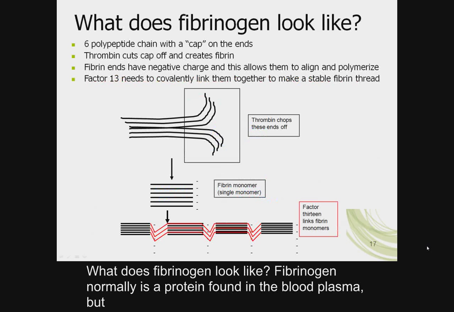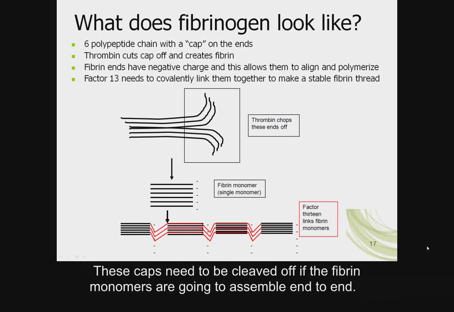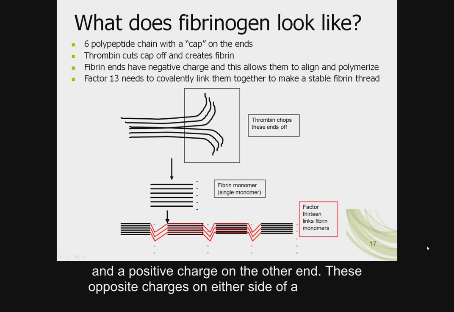Well, maybe you're wondering, what does fibrinogen look like? Fibrinogen normally is a protein found in the blood plasma, but it has a cap on the ends. These amino acids prevent the fibrin threads from linking together. These caps need to be cleaved off if the fibrin monomers are going to assemble end to end. The cleaved fibrin threads have a negative charge associated with them on one end and a positive charge on the other end.